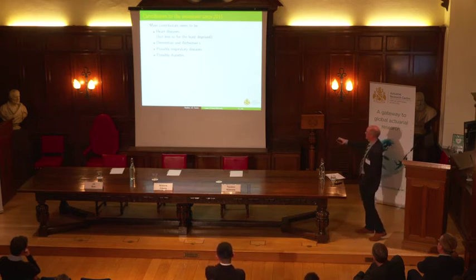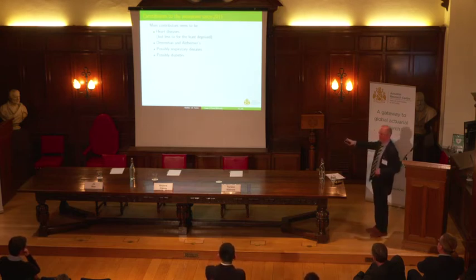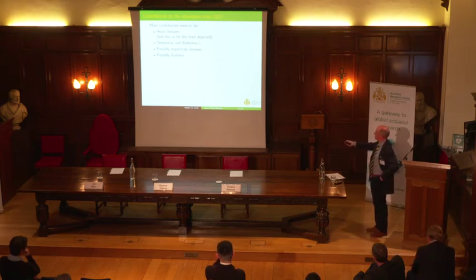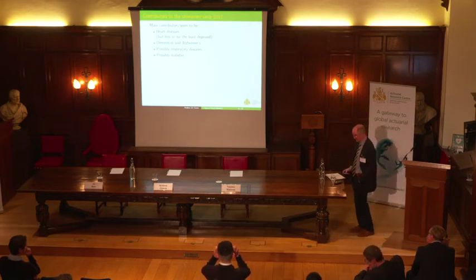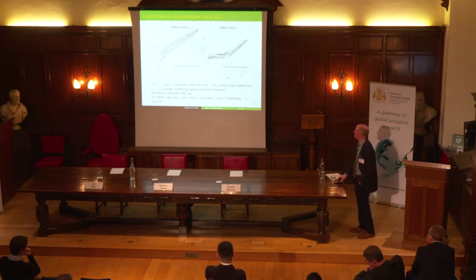Dementia and Alzheimer's, definitely that's worsening and causing a slowdown. Possibly respiratory diseases and possibly diabetes. So there's not a long list of causes of death that seem to be impacting on the all-cause mortality slowdown.